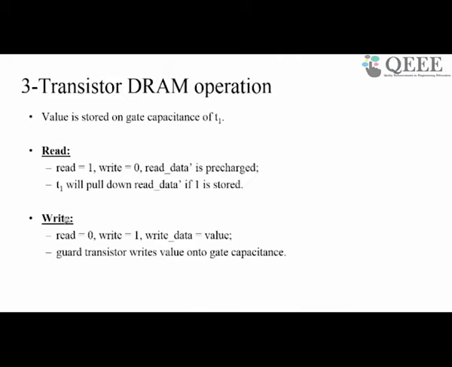In the case of a write, read is equal to 0, write is equal to 1. The data to be written is placed on the write data line, then the transistor writes the value by charging the gate capacitance.